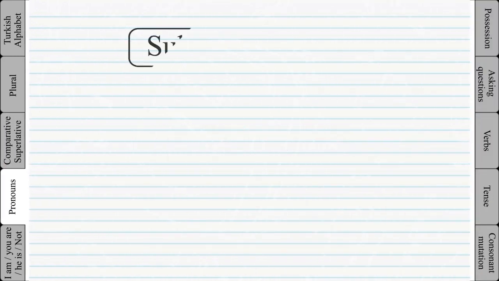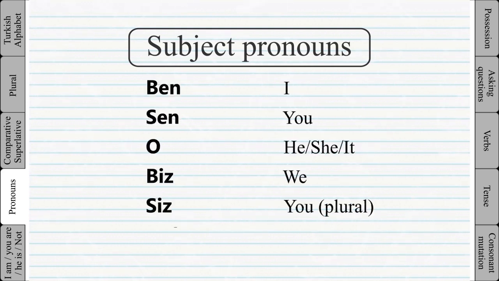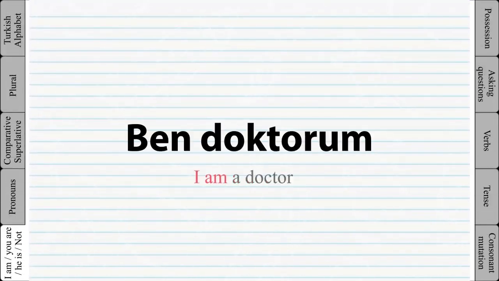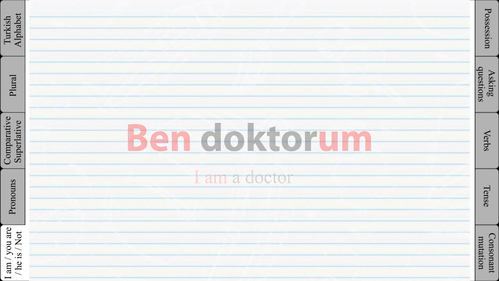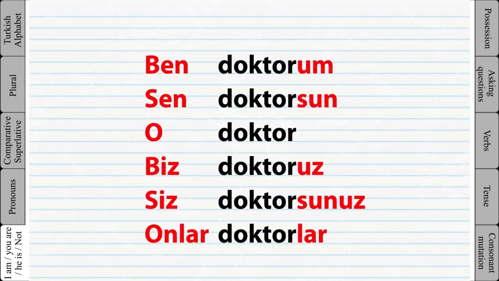Pronouns. These are the subject pronouns in Turkish. Ben, sen, o, biz, siz, onlar. In Turkish, when we use the subject pronouns, we should also attach the personal endings for that pronoun. For example, I am a doctor. The personal ending for the pronoun I is this. Because every personal ending is different, it is possible to omit the subject pronoun and keep the personal endings only.